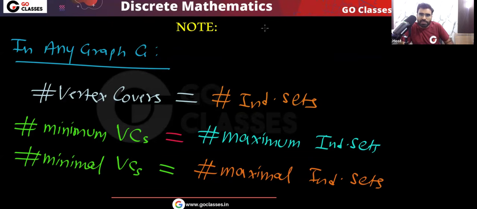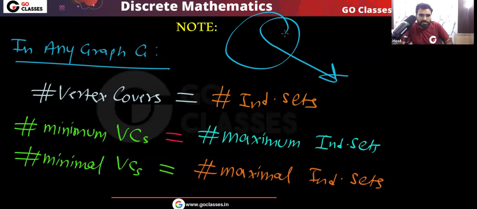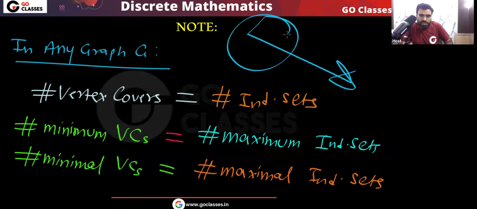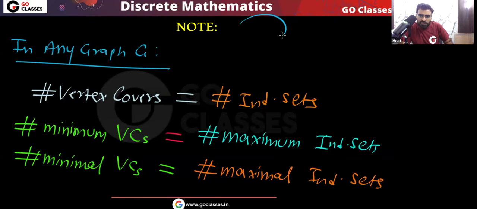Similarly, in any graph G, for any largest independent set, there is a unique smallest vertex cover. And for every minimum vertex cover, there is a unique maximum independent set. Similarly, in any graph G, for every minimal vertex cover, there is a unique maximal independent set. And for every maximal independent set, there is a unique minimal vertex cover. So I hope you understood this relationship. Clear?